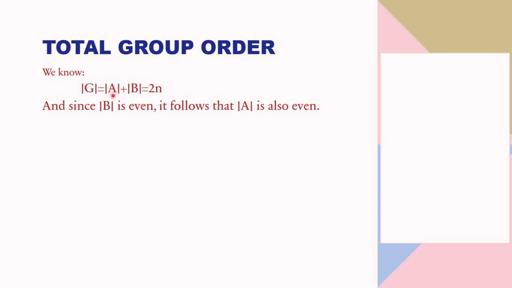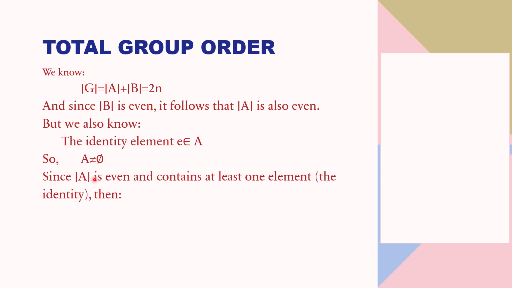It cannot be odd, right? Therefore, A is also even. But we also know the identity element e is an element of A. We know that the identity element is inside A, right? In the beginning, that's what we talked about in the very beginning of the theorem, that the identity element and involutions are part of A. Also, A is not equal to the empty set. Why? Because since e is part of A, it is not empty.